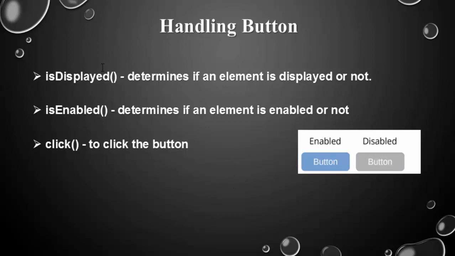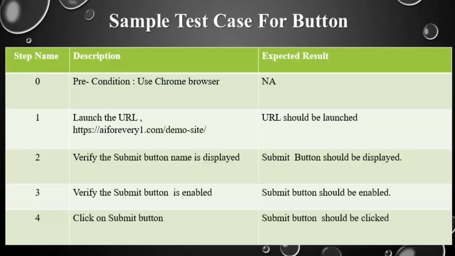And the difference between isDisplayed and isEnabled is, when you want to verify whether the button is displayed or not, you can use the isDisplayed. But when you want to check the property whether that particular button is enabled or disabled, then you have to use the isEnabled method.